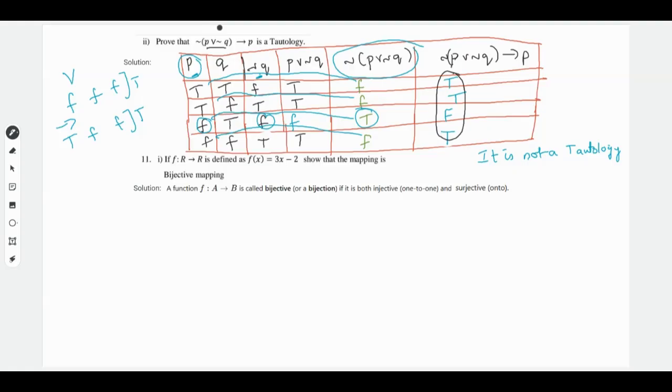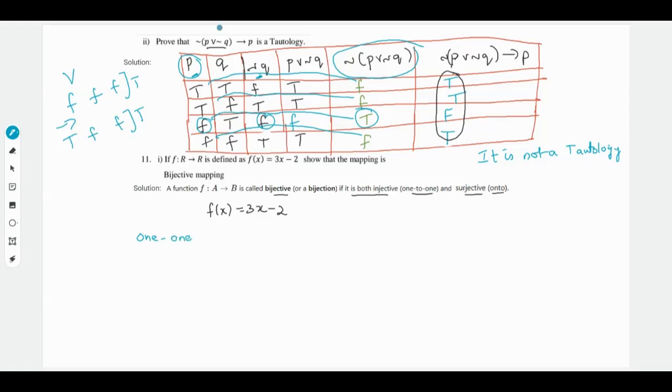Then moving on with the next one. If f from R to R is defined as f of x equals 3x minus 2, show that the mapping is a bijective mapping. What is meant by bijective? A function is said to be bijective if it is both injective, one-one, and surjective, onto. So we will prove it for one-one and onto. Now one-one.